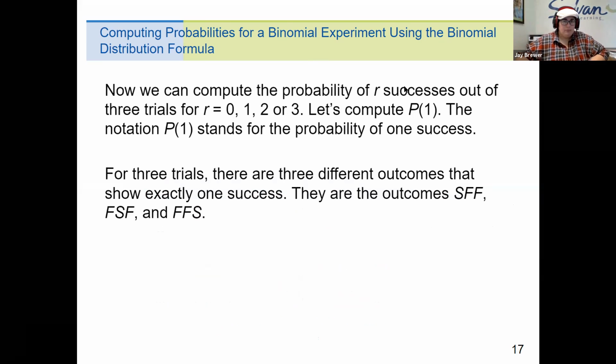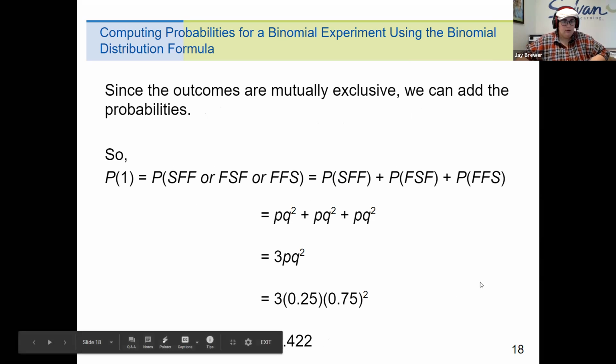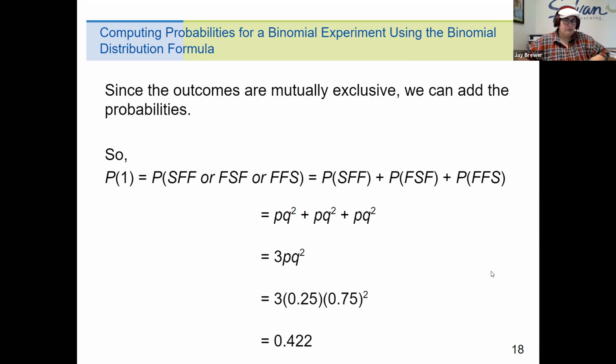Now we can compute the probability of R successes out of 3 trials for 0, 1, 2, or 3. Let's compute P of 1. The notation P of 1 stands for the probability of 1 success. So at least 1 success. 1 success can be either the first, second, or third, but you have to have 1 success. Here they've broken it down for you, and you end up getting 0.422.